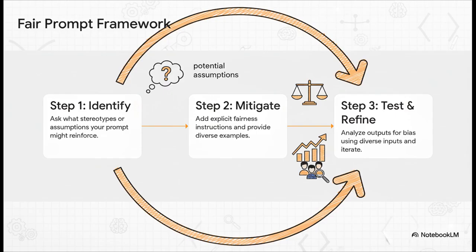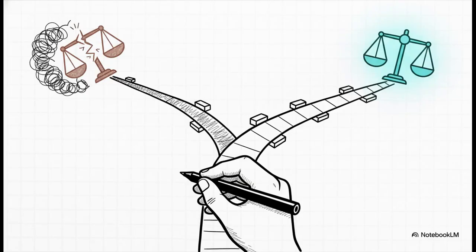Second, add those fairness rules we talked about. Be explicit, give diverse examples. And third, test the output. Look at it from a few different angles. Would this make sense to different groups of people? It's this constant loop. Identify, add, test. That's the secret sauce. And that right there is the most important thing to remember.